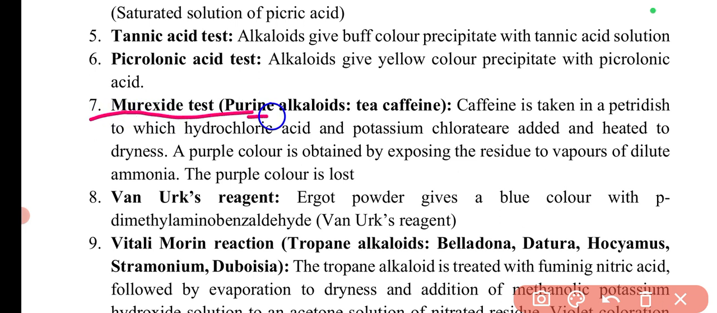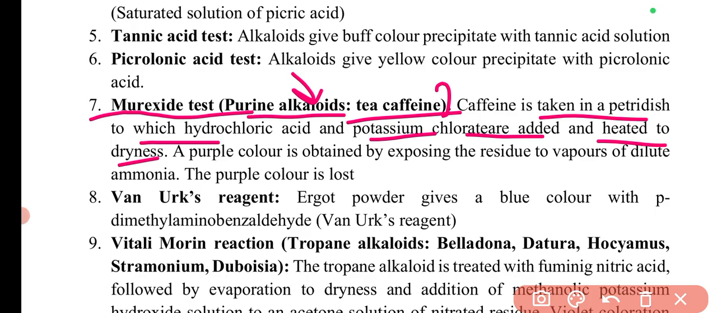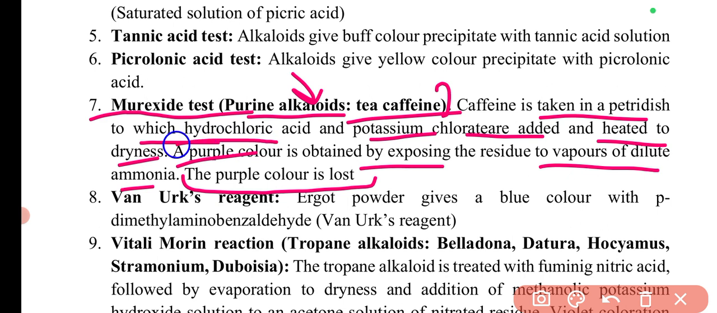Then the Murexide test, it is for purine alkaloids like tea and caffeine. So this is important with respect to examples. Color you can also learn: caffeine is basically taken in a petri dish to which hydrochloric acid and potassium chlorate are added and heated to dryness. Purple color is obtained by exposing the residue to vapors of dilute ammonia, and then after some time the purple color will be lost. So this is the Murexide test. The color can be asked, like purple color is produced in this test. So these things can be asked.